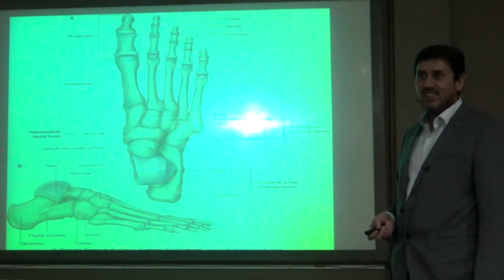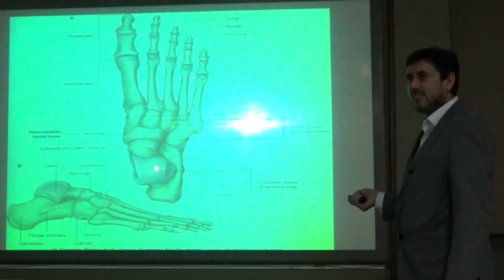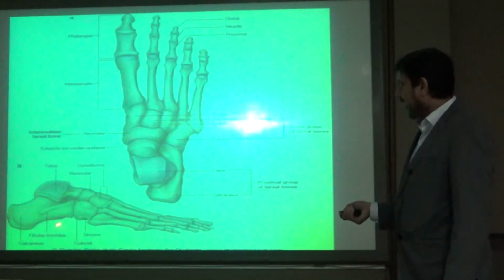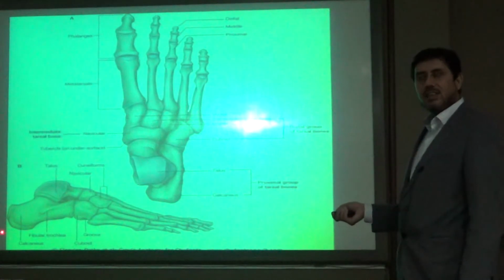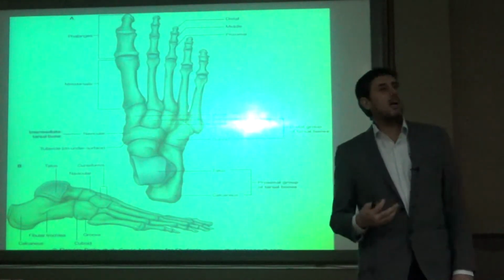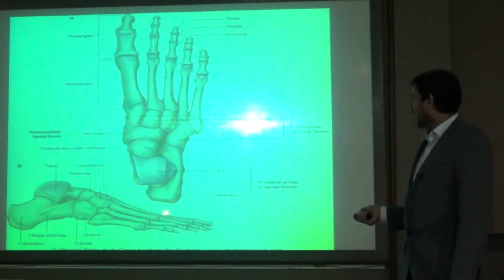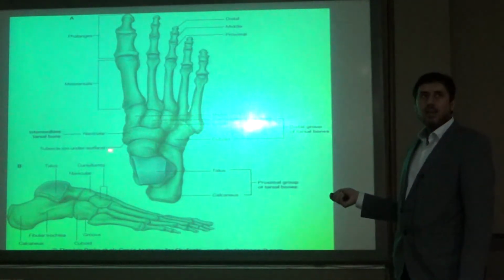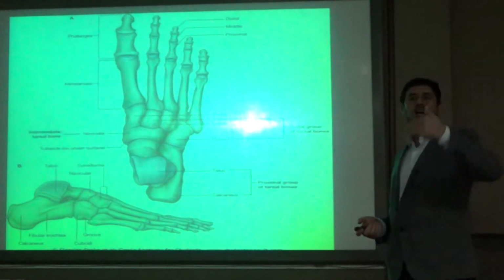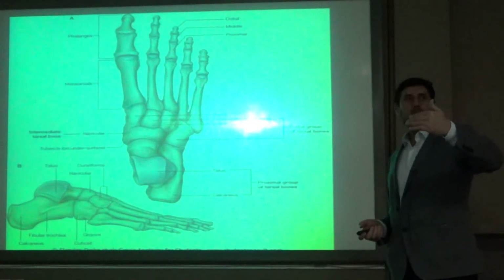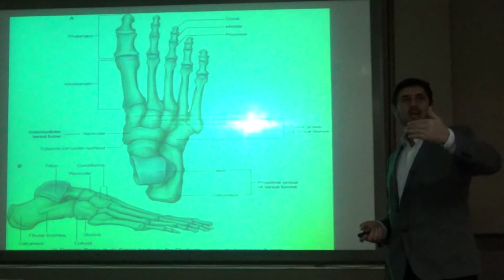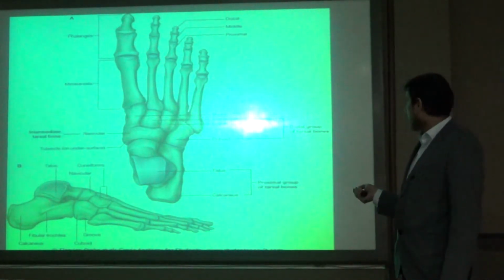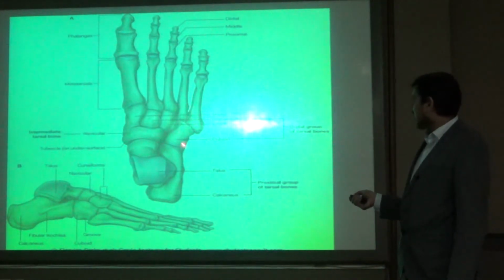On the top is the talus. Your heel is actually on the calcaneus. And you have the cuboid. On the medial side of the cuboid, you have the navicular. And in front of the navicular, we have cuneiforms. How many cuneiforms? Three: lateral, medial and intermediate. It's written over there, cuneiforms, and cuboid on the lateral side.